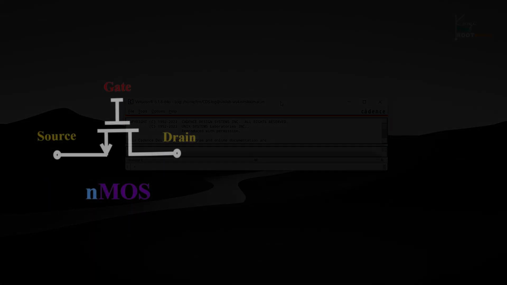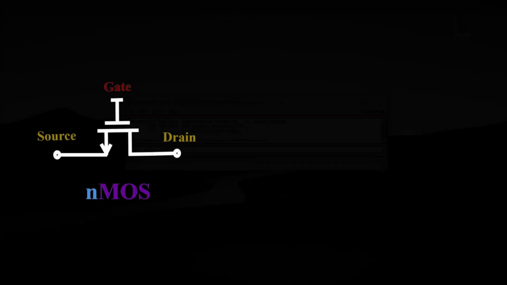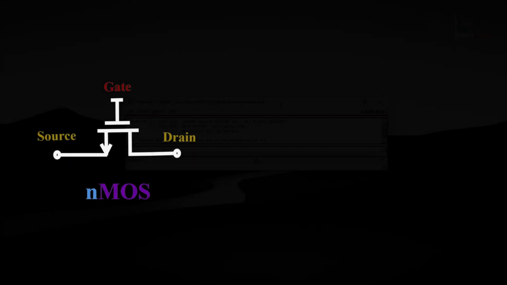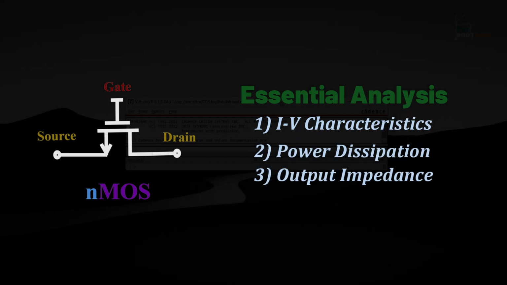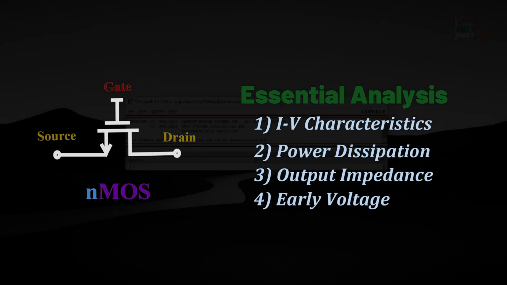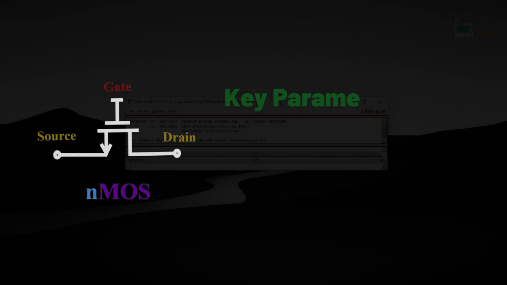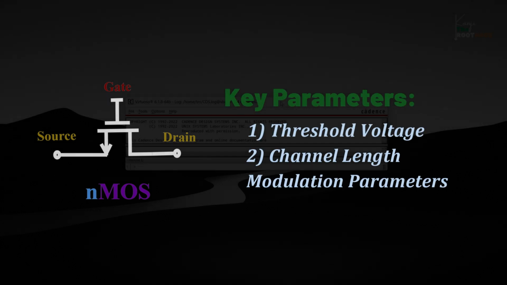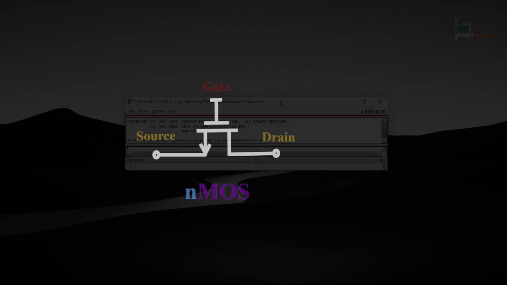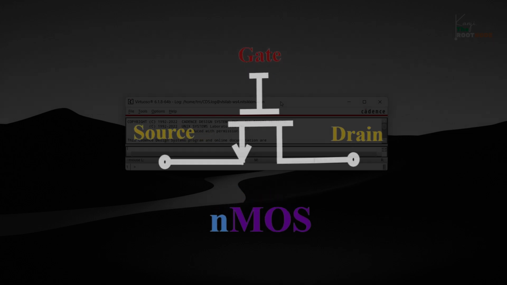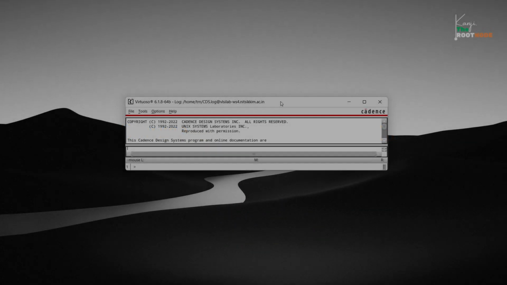Today we will explore nMOS transistor characterization using Cadence. I will cover essential analysis like IV characteristics, power dissipation, output impedance, and the early voltage. I will also discuss how to extract key parameters like threshold voltage and channel length modulation parameters. Whether you are new to Cadence or looking to refine your skills, this video will guide you through the essentials of nMOS characterization. So let's get started.